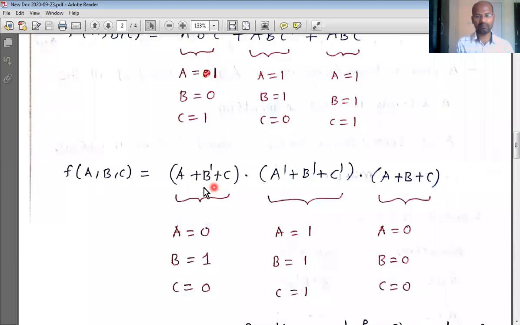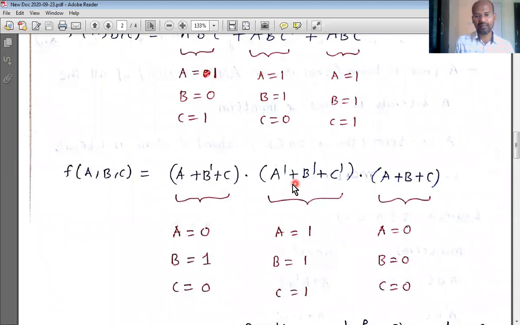So that is the property. What is that property? The max term will have 0 only for exactly one input combination. For all other input combinations, its value is 1.